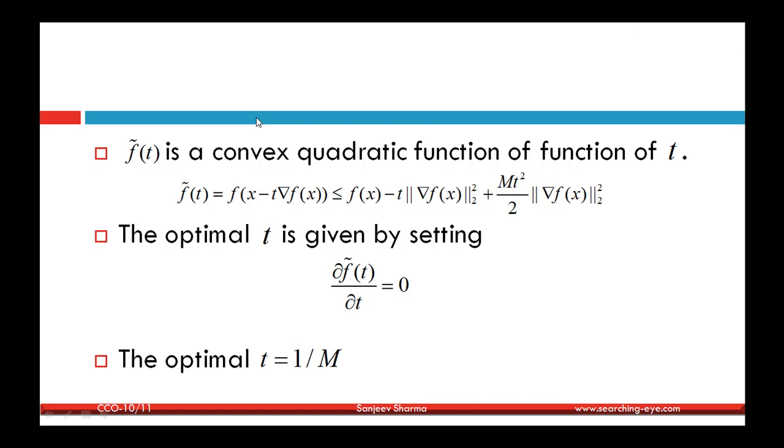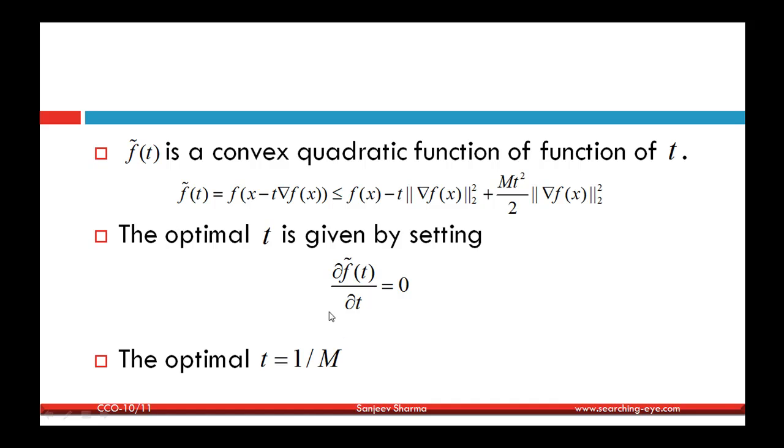So f tilde of t is a convex quadratic function, therefore differentiating it with respect to t and equating it to 0 will give us the value of t which minimizes the right hand side. Differentiating this function is not very difficult. Del over del t of f of x is 0, since it is not a function of t. Del over del t of the second term is the square of the norm of the gradient of the function, and the derivative of the last term with respect to t is m times t times the square of the norm of the gradient of the function. Equating the resulting expression to 0 will give us the value of t as 1 over m.